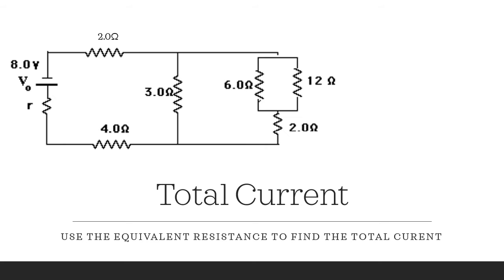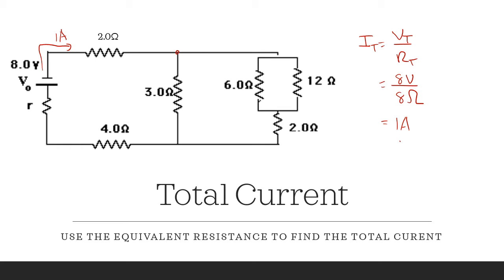Okay, so now we got RT. Again, we remember from our other circuits, RT is going to help us find the total current leaving the battery. So IT is VT over RT, which in this one is nice and easy. We have a total of 8 volts. We said we simplified everything down to 8 ohms. So that means we have 1 amp of current flowing out of the battery.